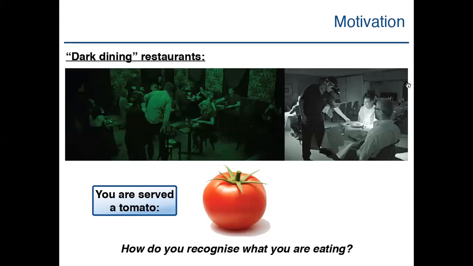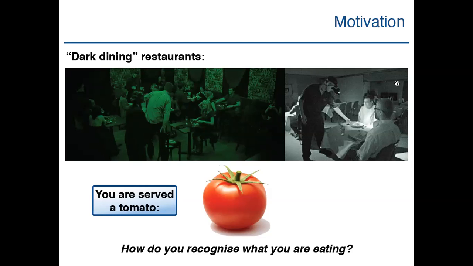Let's say you are in some dark dining restaurant. Has anyone of you heard of something like this? There was one in Karachi at some point, but there are a lot of them in the Western countries. What they do is you don't have any light inside, so you are basically eating in the dark. So let's say you are served a tomato. How do you recognize what you're eating? So that's a problem, right?